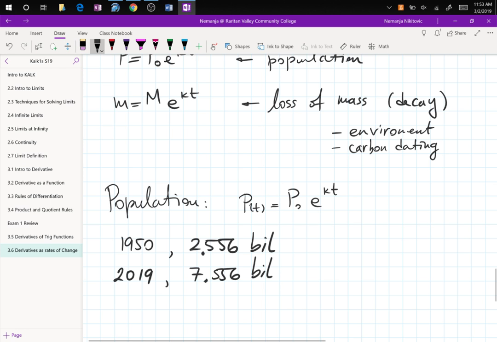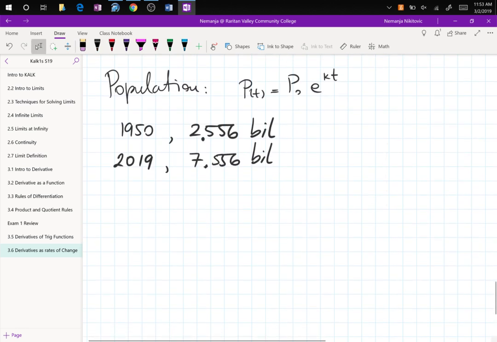You don't have to watch it. You don't have to look at that stuff. Here are the specs. So in 1950, we have 2.5 billion. And now in 2019, we have 7.5 billion.